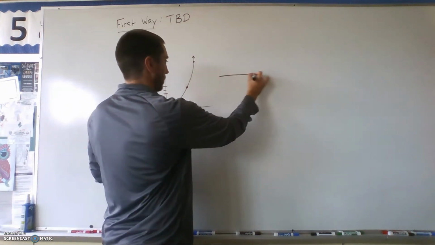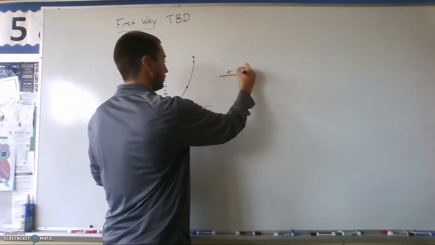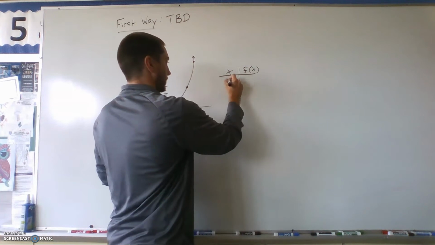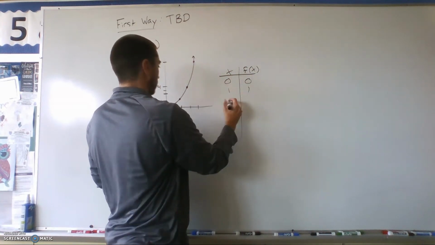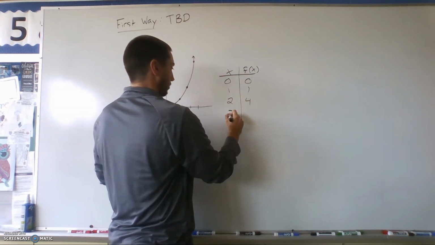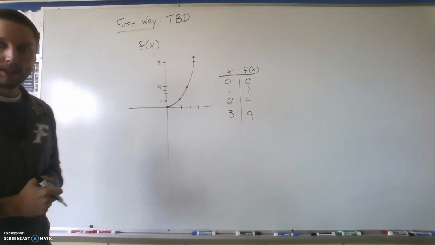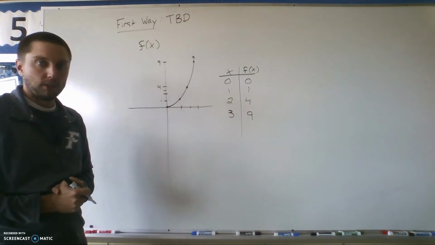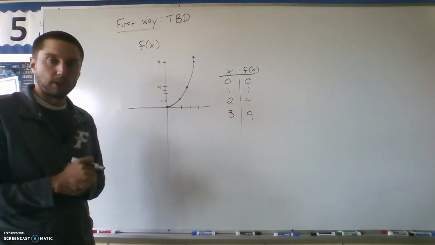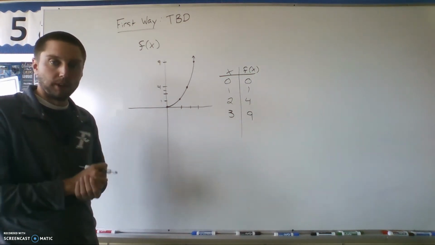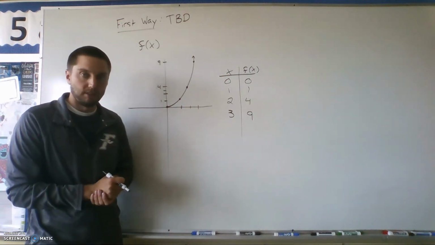So if I was going to make just a little table here, let's have 0, 0, 1, 1, 2, 4, 3, 9, and that's probably pretty good. Okay, so here's our function. It's a part of our x squared function, but it doesn't really matter what it is. It's just some function f of x.